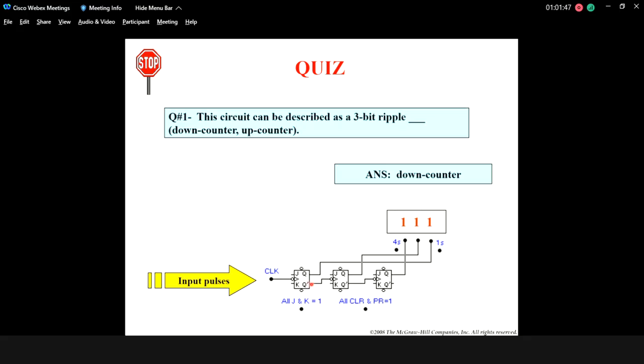So the connection is almost the same, except the clock input for the second and the third flip-flop is from the complementary pin.